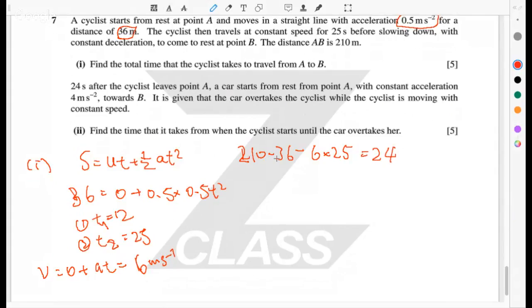And the 24 meters is traveled while the cyclist is decelerating. So we know the final speed and the initial speed. So 24 is just equal to 6 plus 0 divided by 2 times t. That'll give you t equals 8. And when you add all these times together, you'll have the final time. Total time is 45 seconds.